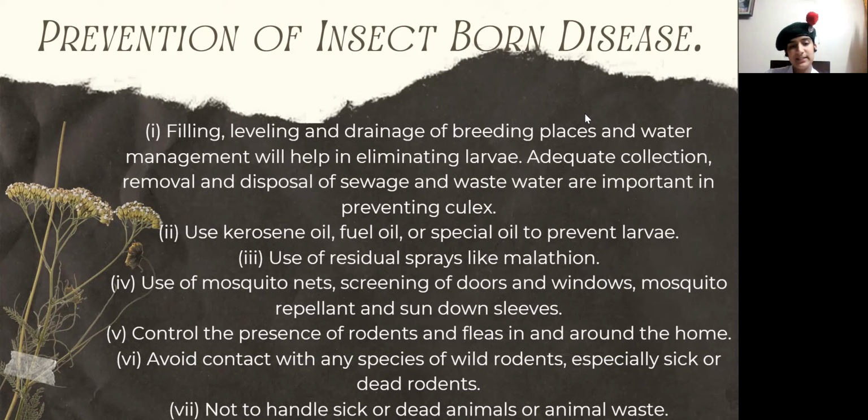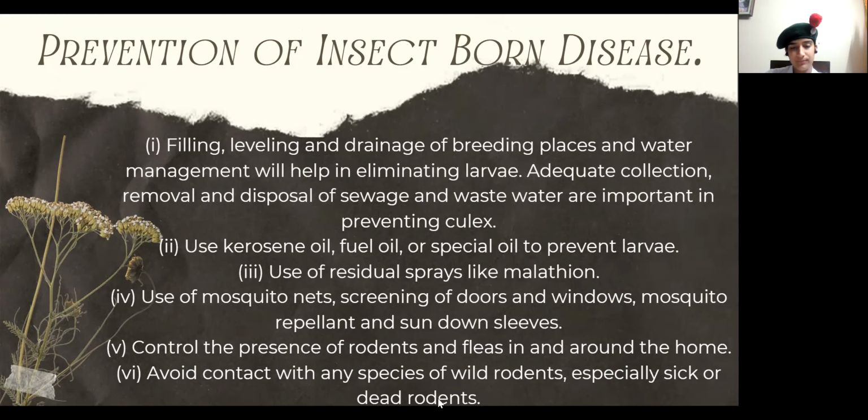Fourth, use of mosquito nets, screening of doors and windows, mosquito repellent, and sundown sleeves. Fifth, control the presence of rodents and fleas in and around the home. Sixth, avoid contact with any species of wild rodents, especially sick or dead rodents.